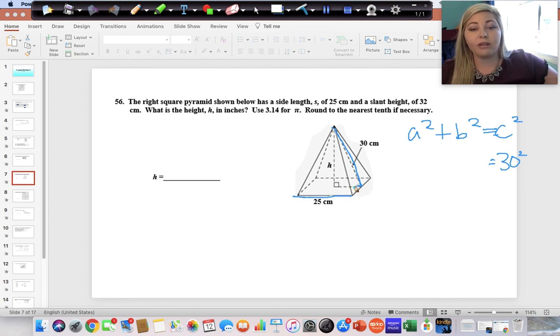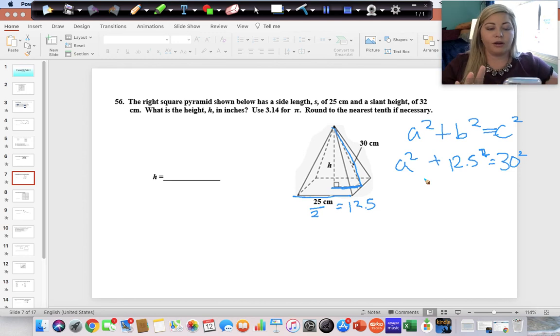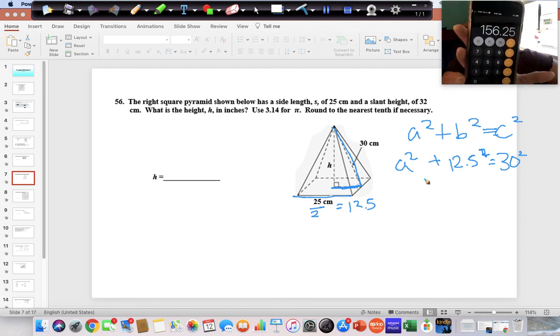We don't want the whole length. We want half of it. So we want to do 25 divided by 2, which is 12.5. So then we have 12.5 squared, and we want to add that to a squared. So 12.5 squared. 12.5 times 12.5. My hands were working a little too quickly.